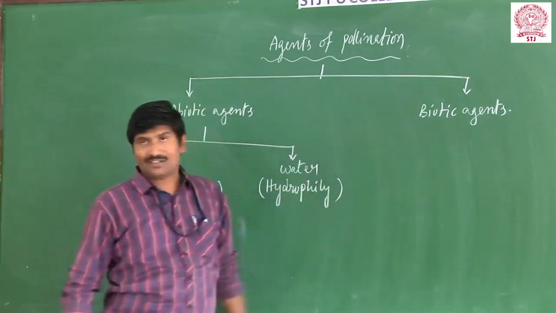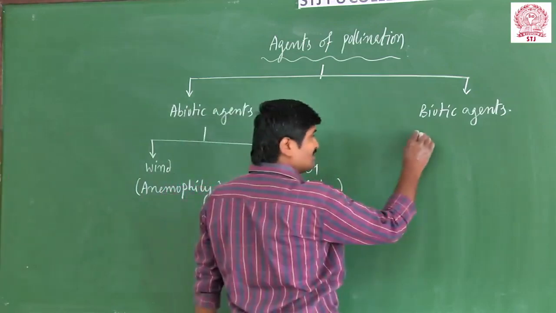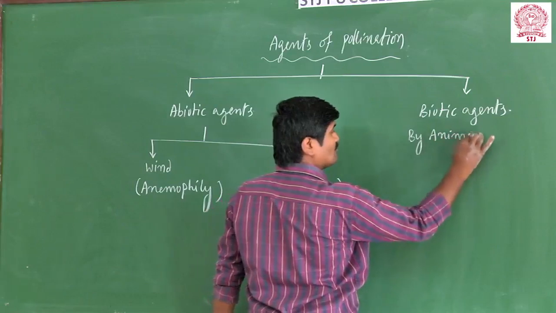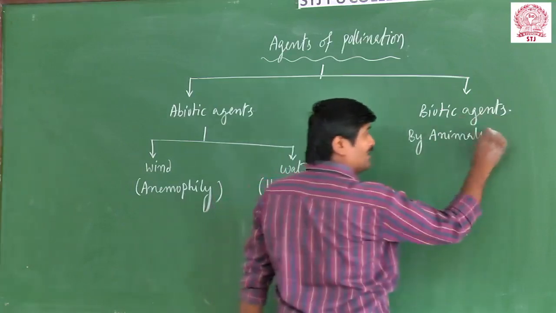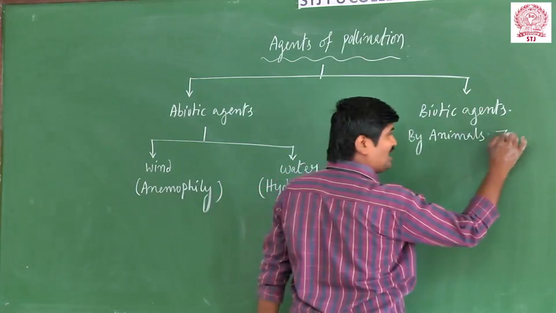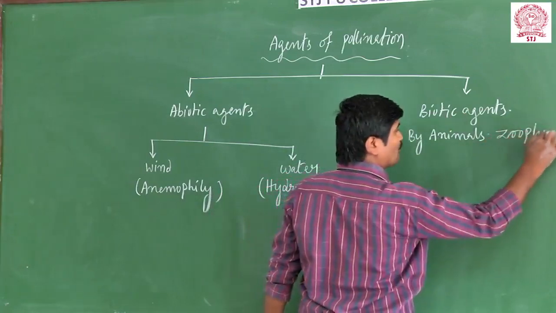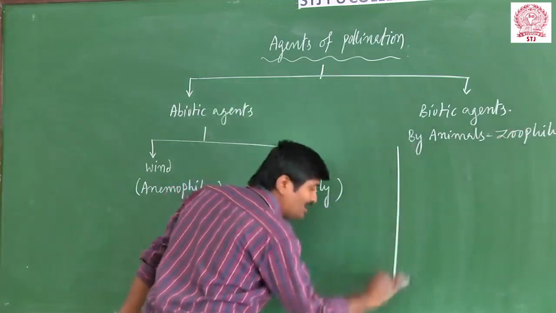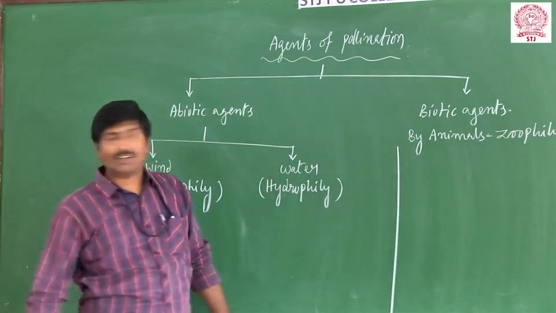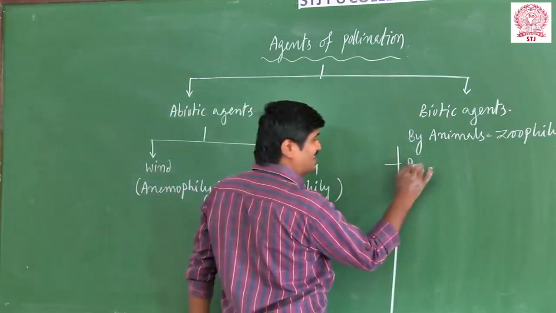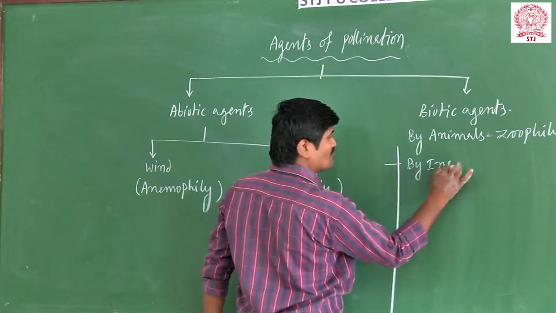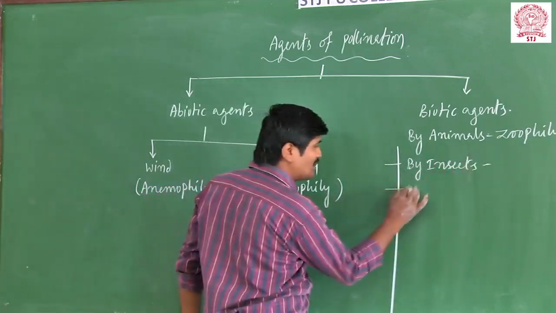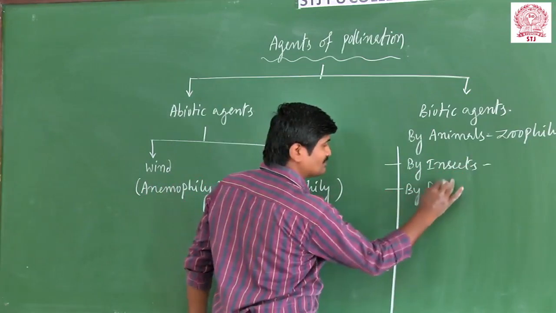Next, biotic agents. What do biotic agents mean? By the animals. Pollination by the animals is known as zoophily. Here different biotic agents are there. For example, by insects. By the insects. Next one, by birds.